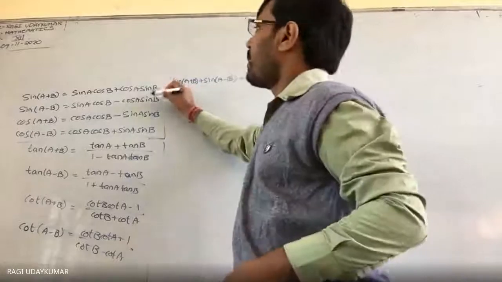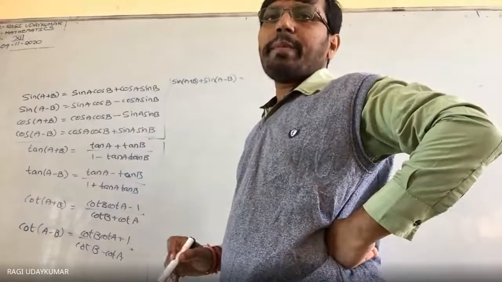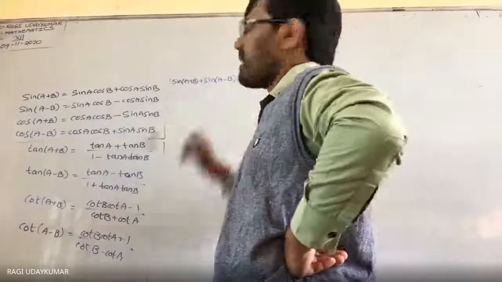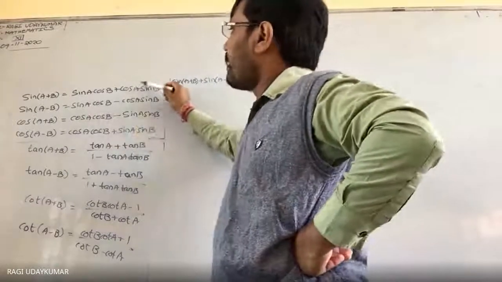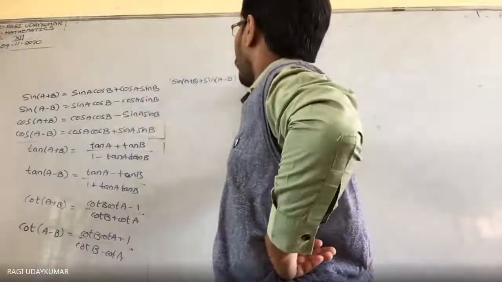Adding these two, what do you get? Sin A plus B plus sin A minus B. Adding these two, the other terms cancel, so you are going to get 2 sin A cos B.